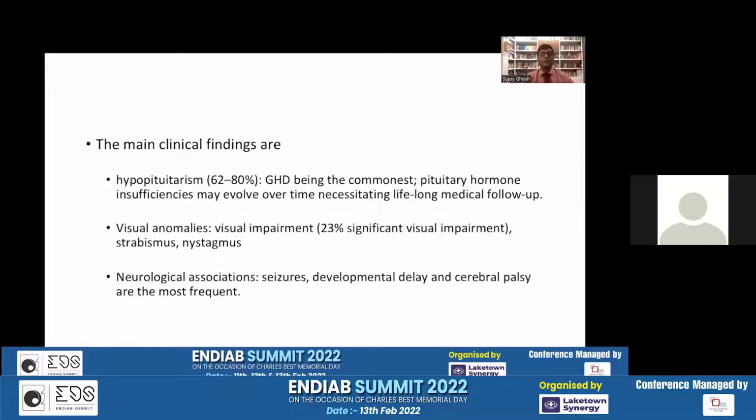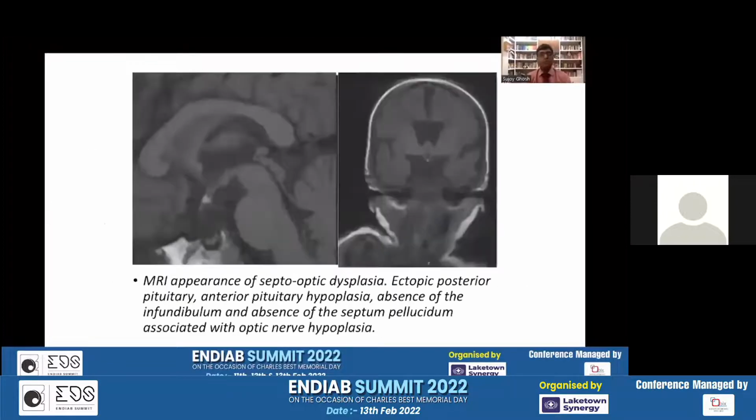The main clinical findings would be hypopituitarism. Like I said, GHD would be the commonest. You might have visual abnormalities, and you can even have other neurological problems like seizures, developmental delays, and cerebral palsy.